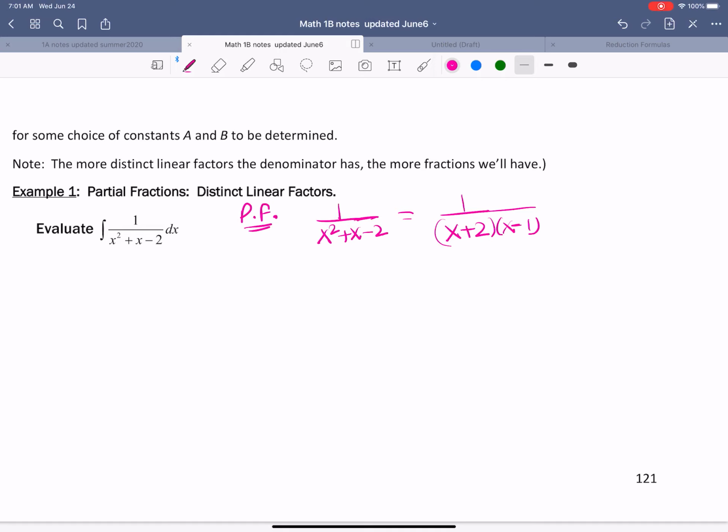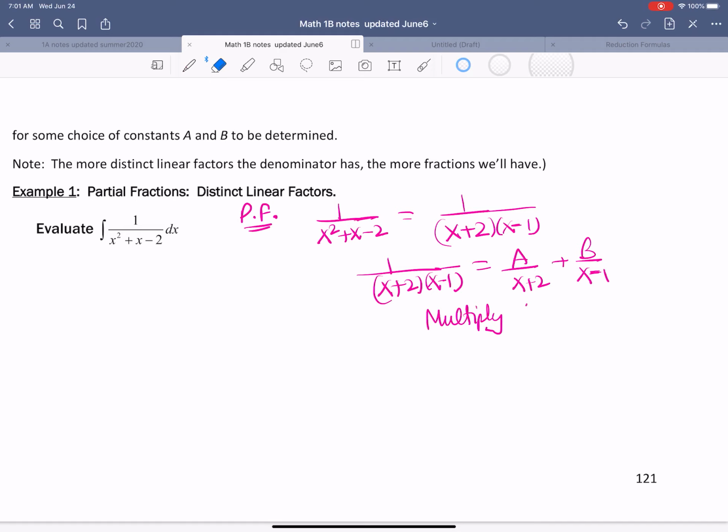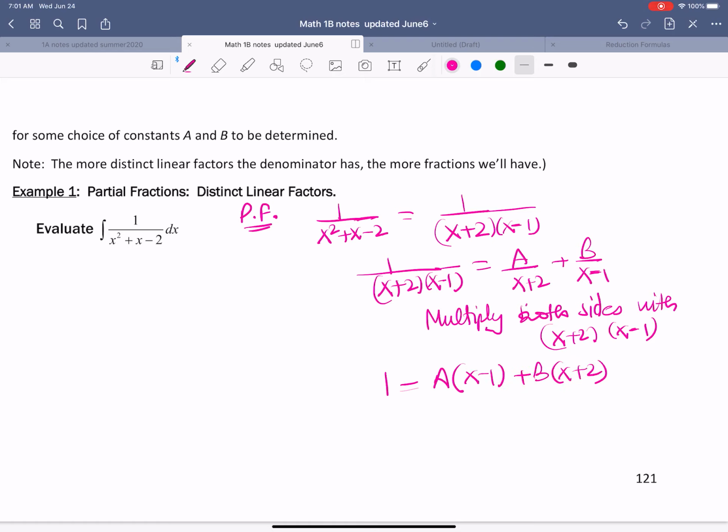Now let's set up the partial fractions for this one. Both are distinct linear factors. So we have A over x plus 2 plus B over x minus 1. Okay, multiply both sides with x plus 2 and x minus 1. It's going to leave us with 1 equals A times x minus 1 plus B times x plus 2.